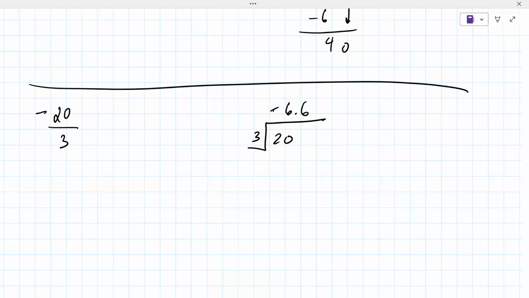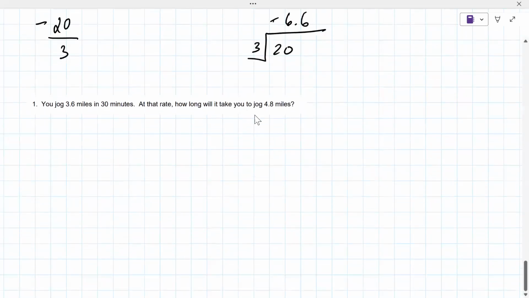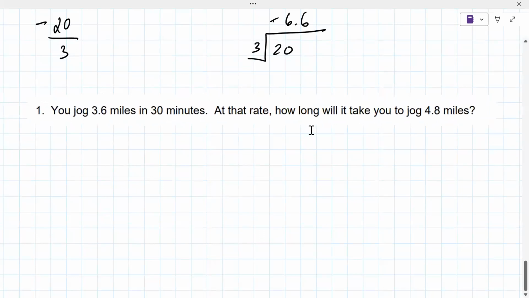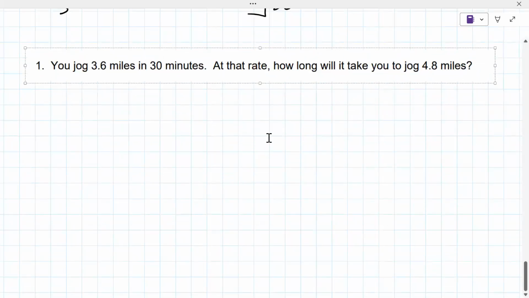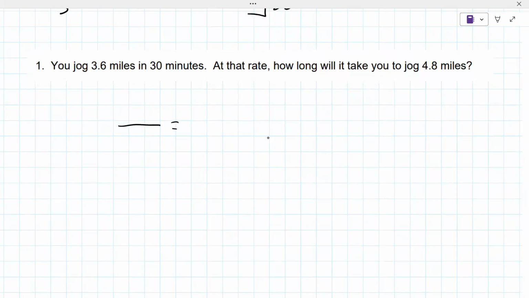So the problem here is on proportional rates. Go ahead and put these in front of you here. If you jog 3.6 miles in 30 minutes, at that rate, how long will it take you to jog 4.8 miles? Now, if I'm grading you, I want to see some work. I want to see an equation, maybe. Can you tell me what to put in each of those positions?